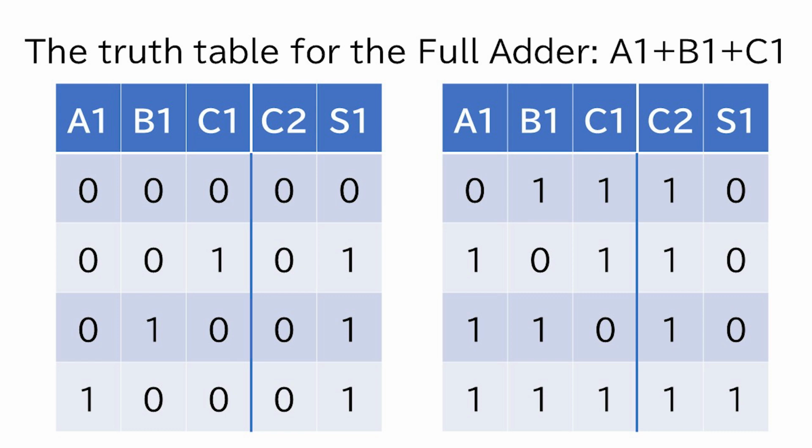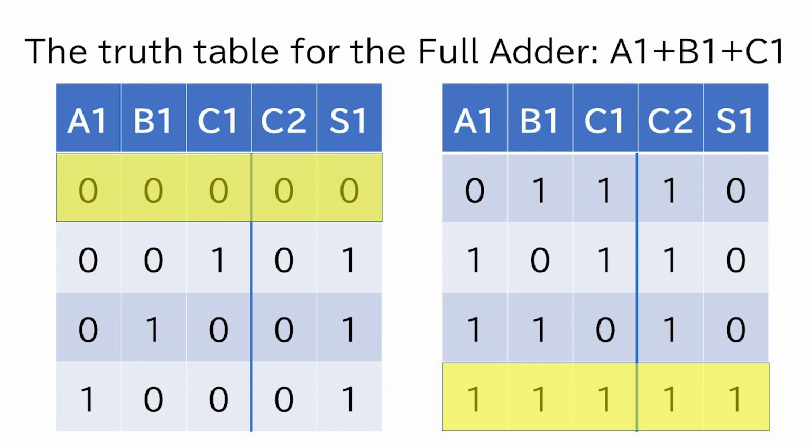Here is the truth table for the full adder. In the calculation, the sum S1 becomes 1 whenever exactly one input A1, B1, or C1 is 1. The sum S1 becomes 0 whenever exactly one input A1, B1, or C1 is 0. In the first row, there are all zeros, and in the final row, there are all ones.